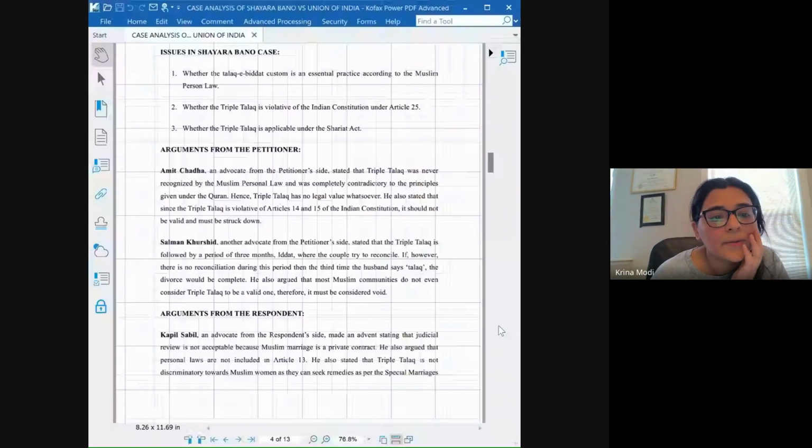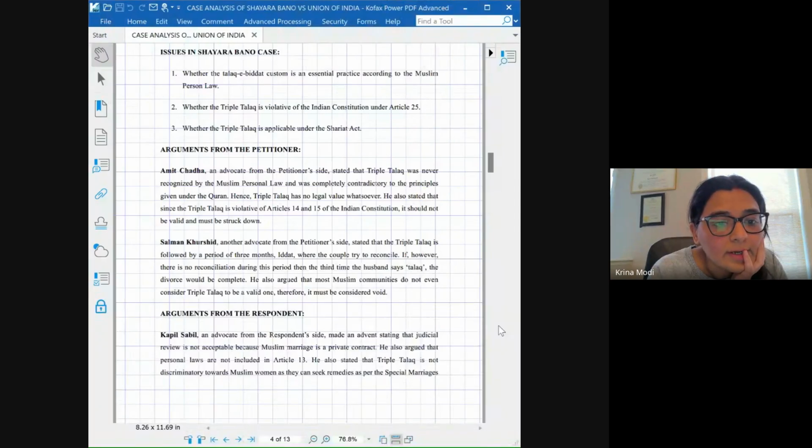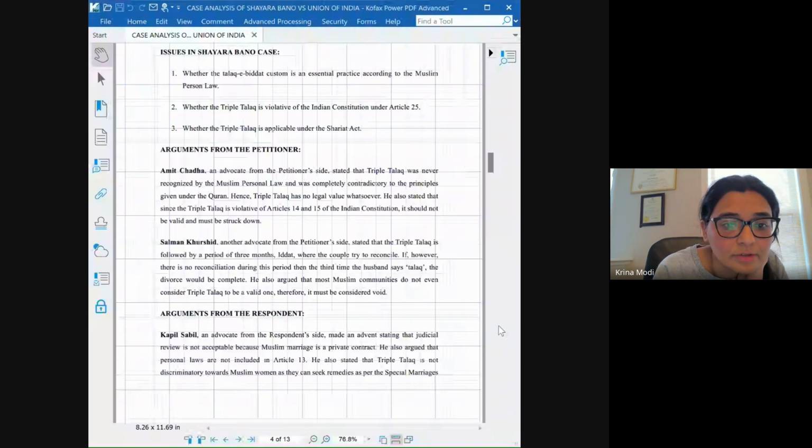So here you can see the argument for the petitioner. Amit Chadda, an advocate from the petitioner's side, stated that triple talaq was never recognized by Muslim personal law and was completely contradictory to the principles given under the Quran. Hence, triple talaq has no legal value whatsoever. He also stated that since triple talaq is violative of Article 14 and 15 of the Indian Constitution, it should not be valid and must be struck down.